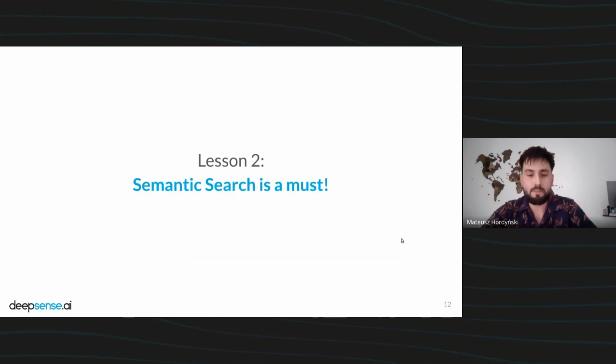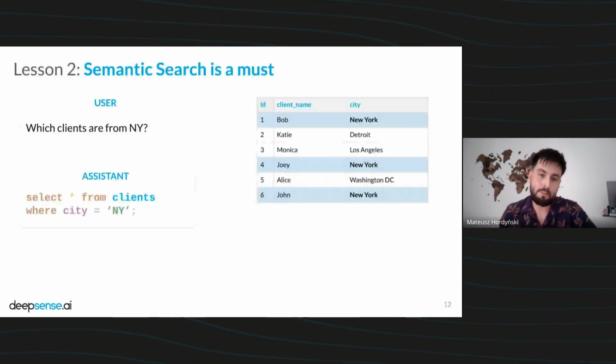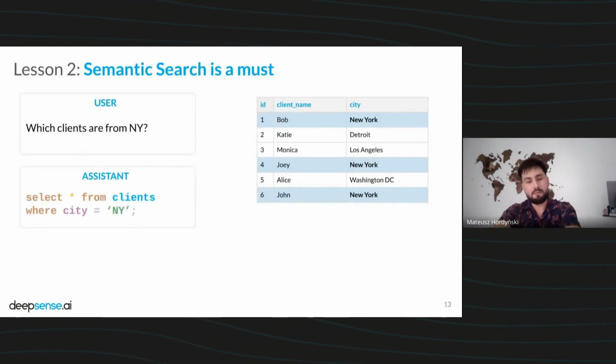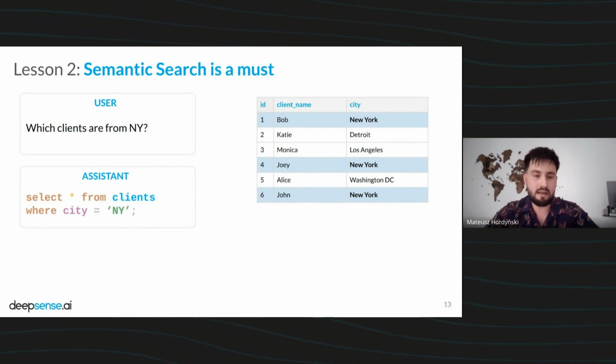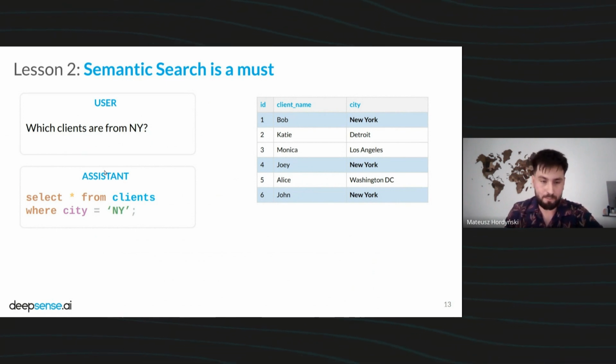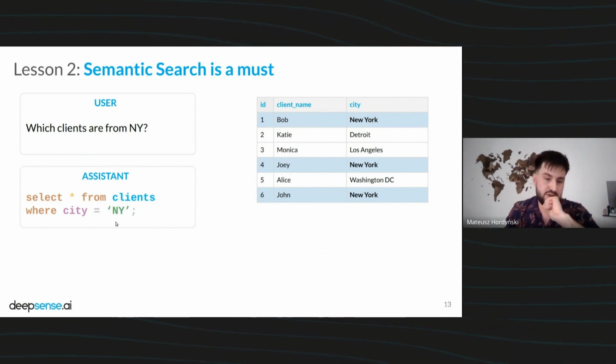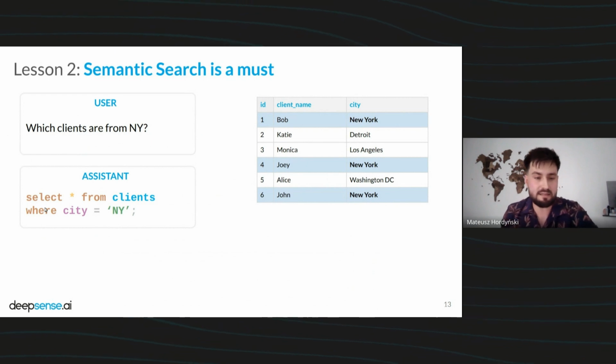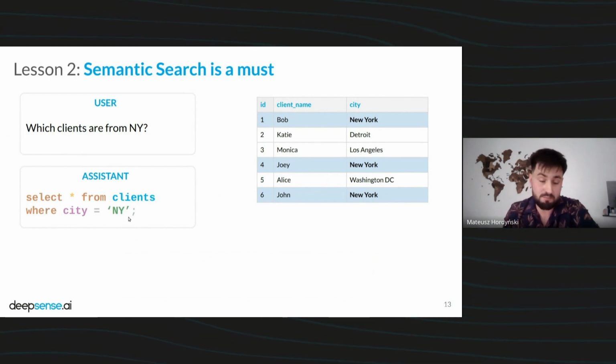Okay, so lesson 2: semantic search is a must. Here I have another example, and it looks pretty simple. We have a question from the user: which clients are from New York? And we got the response, an SQL query. It looks pretty okay to me. We select star from clients where city equals New York. Looks pretty okay.